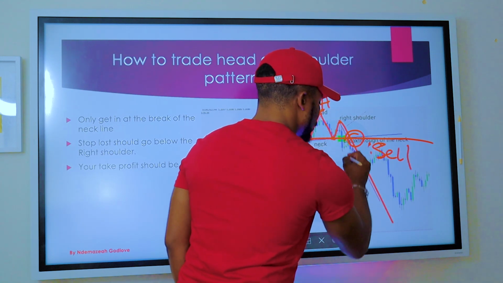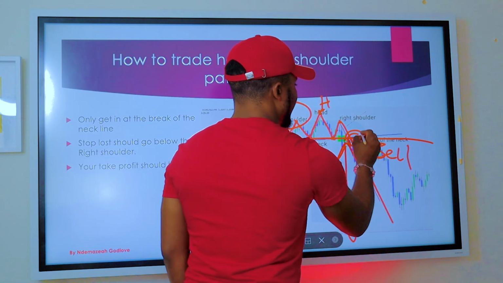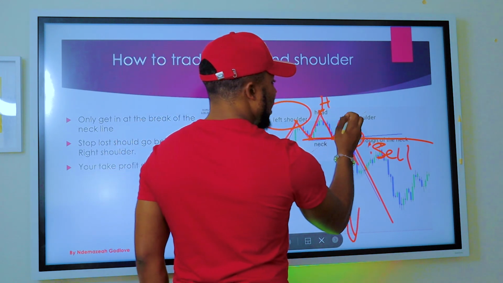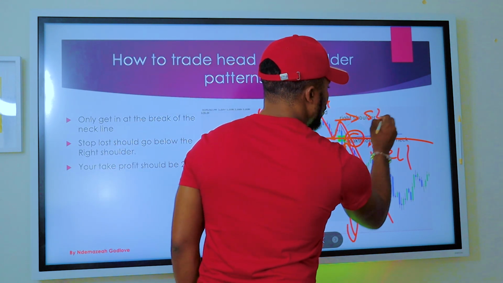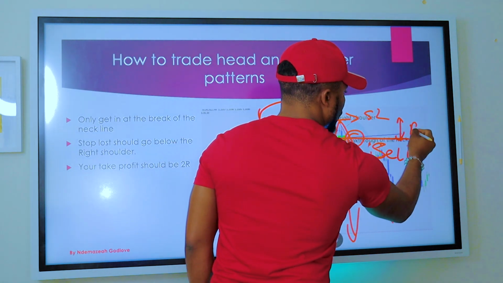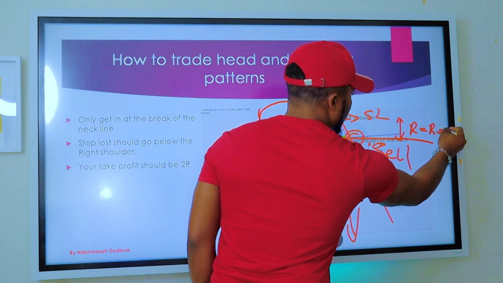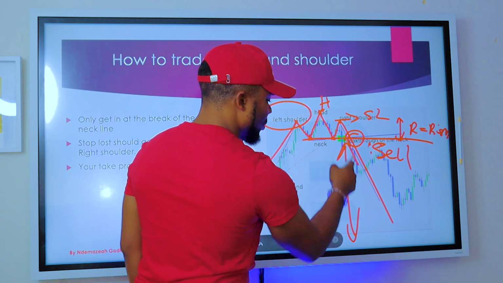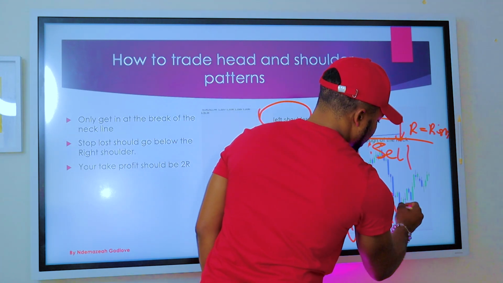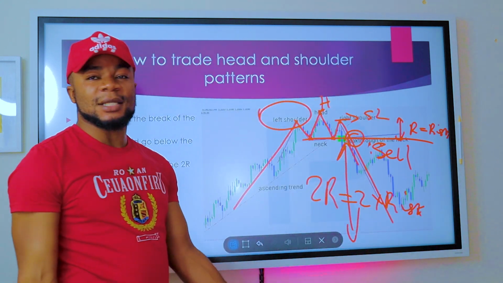Once you sell, your stop loss will go below the right shoulder. This is our right shoulder, so your stop loss will go somewhere here. And if from here to here is our arrow, which is equal to our risk, then our take profit will be from here to here, which is what we call 2 arrow, which is 2 times our risk. As easy as that, all right?